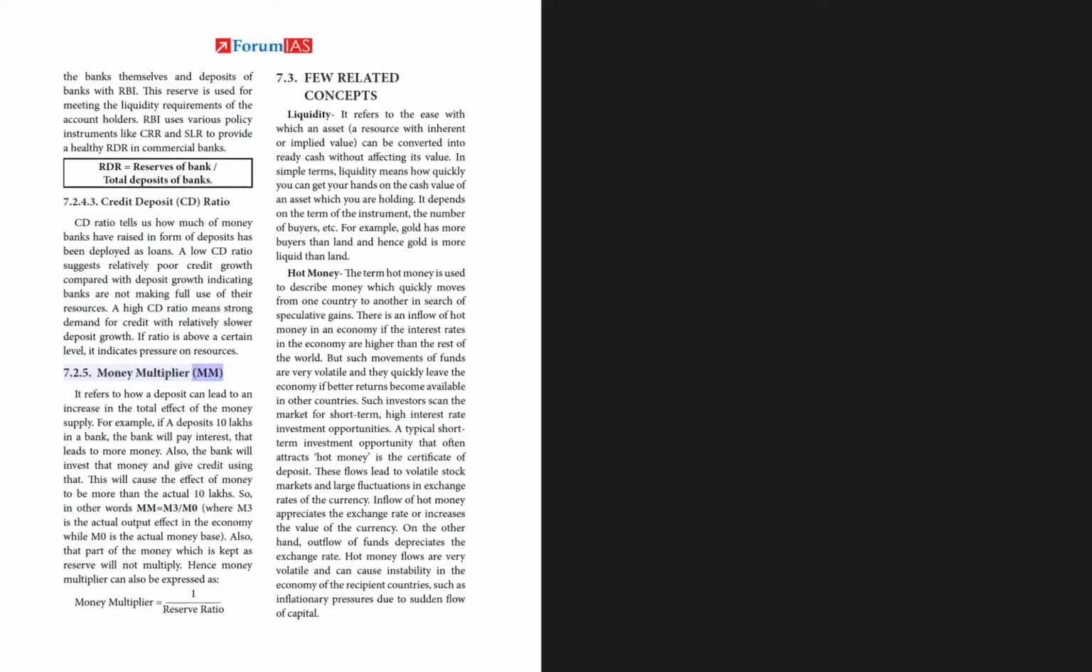7.2.5 Money multiplier, MM. It refers to how a deposit can lead to an increase in the total effect of the money supply. For example, if one deposits 10 lakhs in a bank, the bank will pay interest that leads to more money. Also, the bank will invest that money and give credit using that. This will cause the effect of money to be more than the actual 10 lakhs.